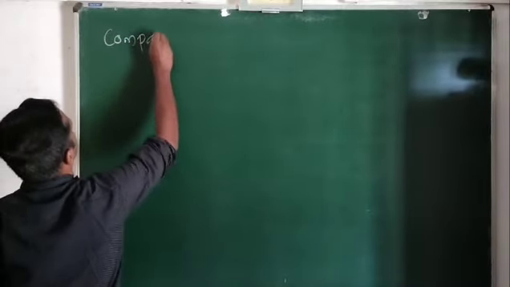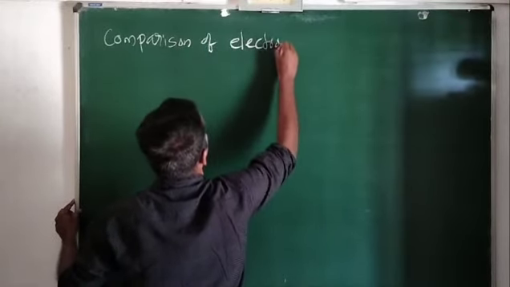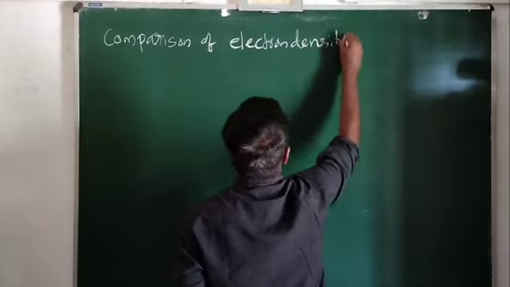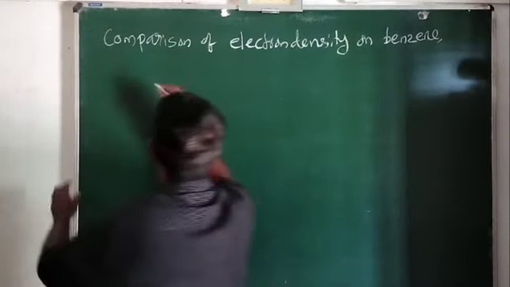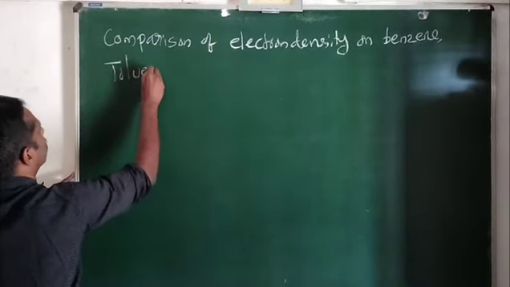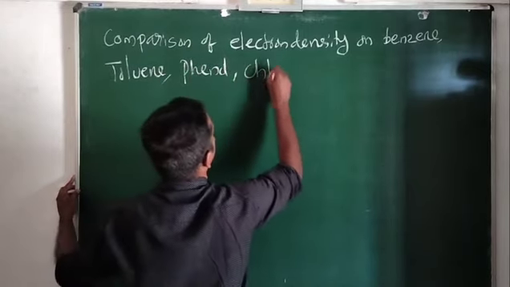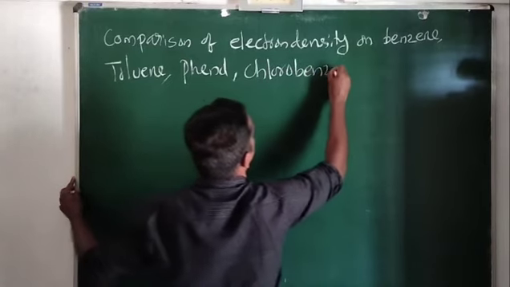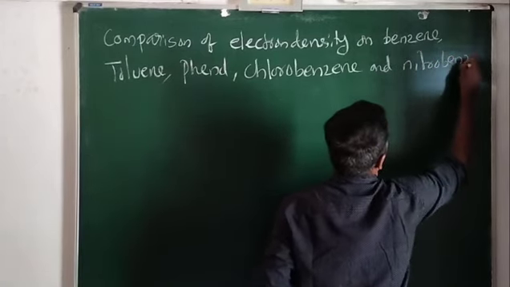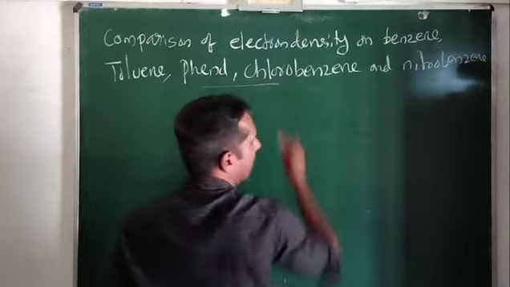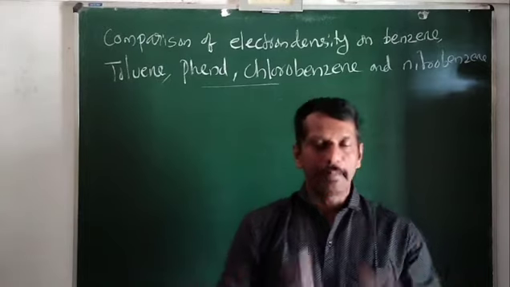Comparison of electron density on benzene, toluene, phenol, chlorobenzene, and nitrobenzene based on different types of electron displacement, that means inductive effect, mesomeric effect, hyperconjugation, etc.